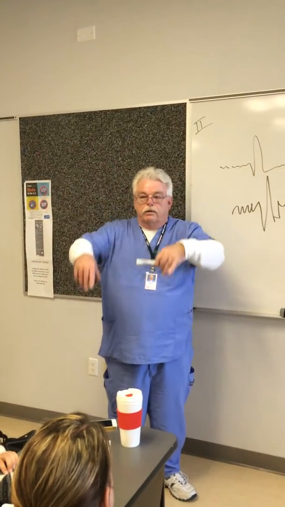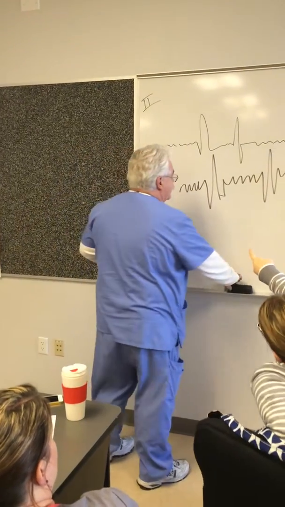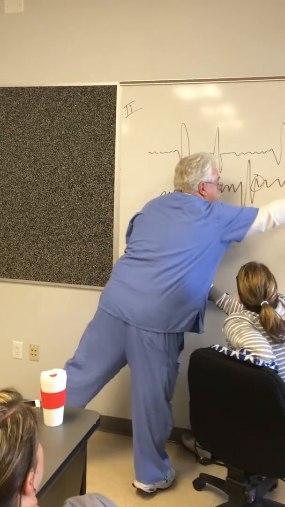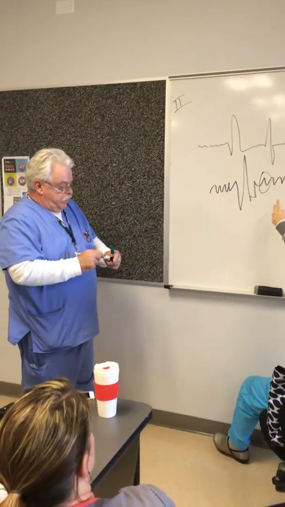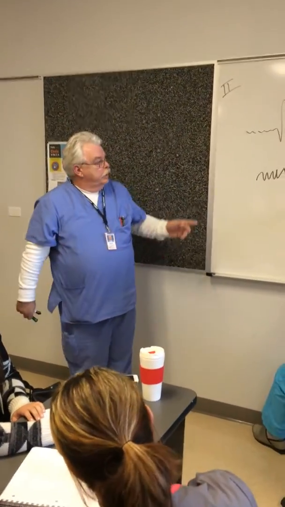How do I know that that's not a T wave? Because I'm a shitty artist. That is a T wave, and that is a T wave, and that is a T wave. Okay, so don't worry about those. But after that are the P waves. You only have one T.